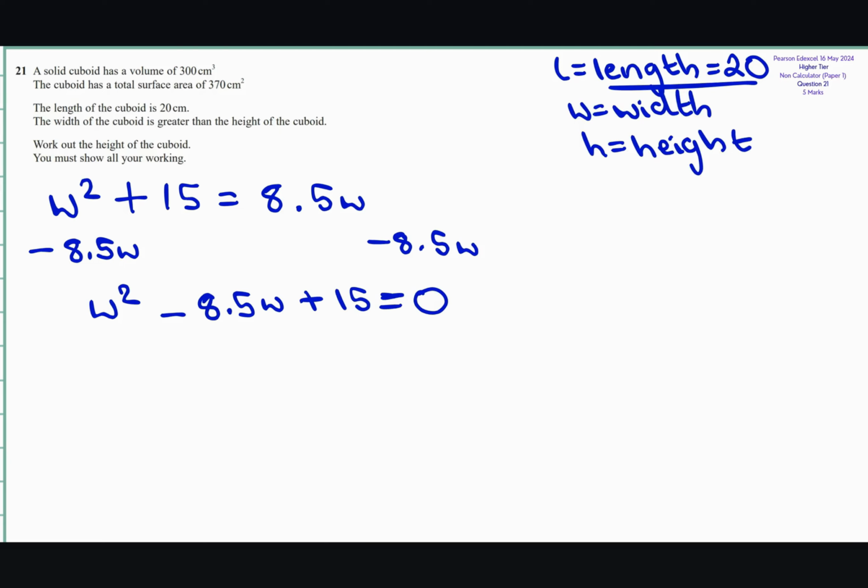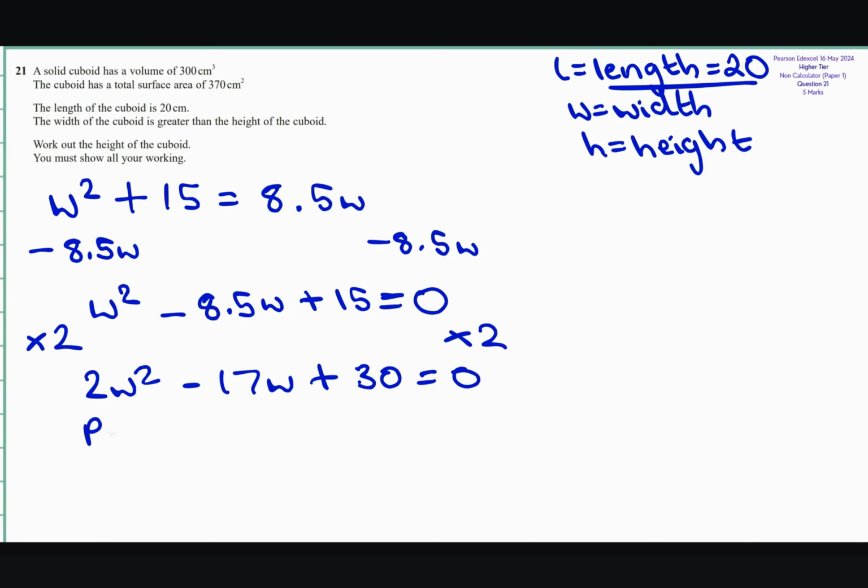And now we can solve that like a quadratic equation. Now for me personally, I don't like decimals, so I'm just going to times by 2 on both sides to get 2W squared minus 17W plus 30 is equal to 0. Now, you can solve this using the quadratic formula, but I'm going to use the factorizing method. So I need to find two numbers with a product of 60 and a sum of minus 17. So these two numbers are going to be minus 12 and minus 5.